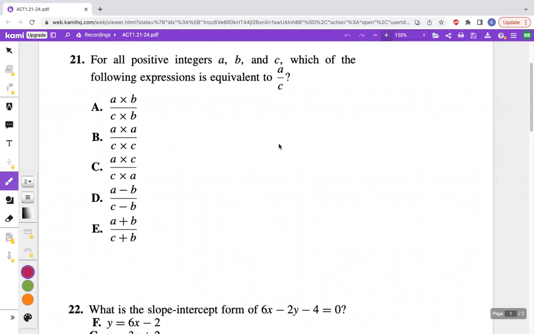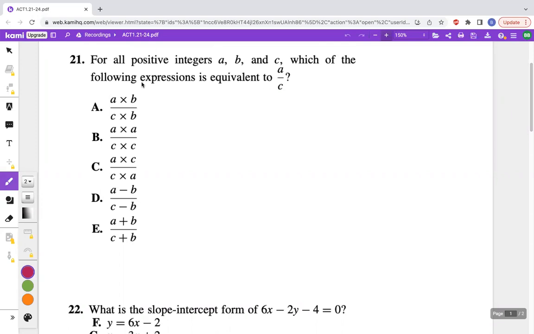We've got 4 more questions today for our SAT prep series. We'll dive right in here with question 21. For all positive integers a, b, and c, which of the following expressions is equivalent to a over c?